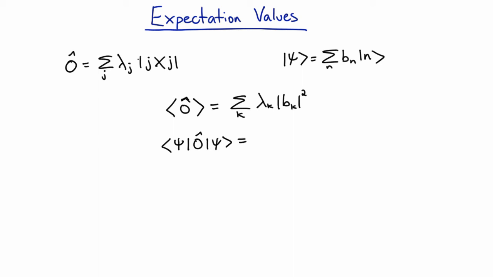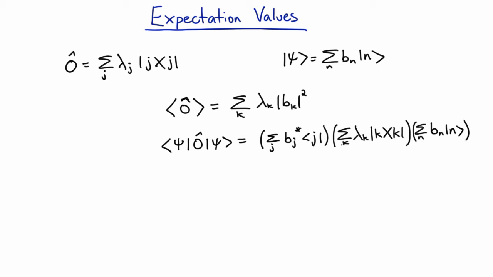So if we expand the operator and the state here, and note that I cleverly chose a different dummy index in each expansion, then all the sums come out. The two complex numbers come straight out. Then I've got the inner product between j and k, which is going to give me a delta function. I'm going to get the inner product between k and n, which is going to give me a delta function. And I've got my lambda k. So I can sum over the k and the n, and they'll both give me j.